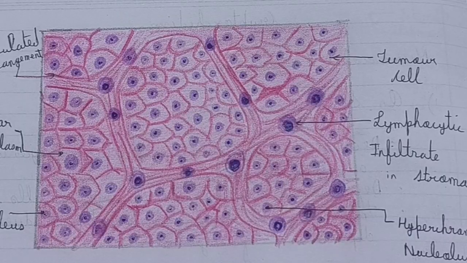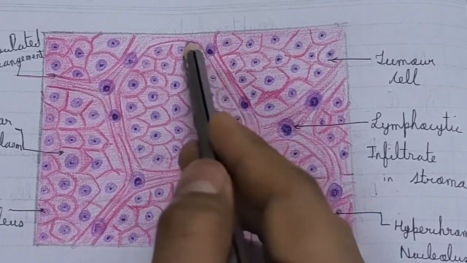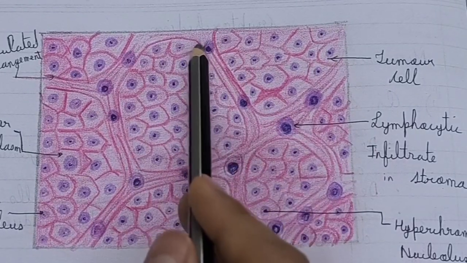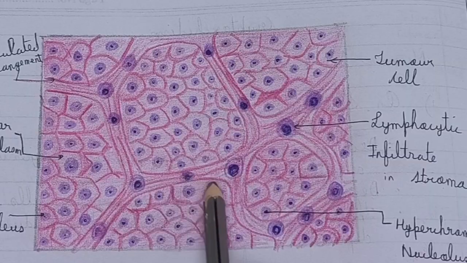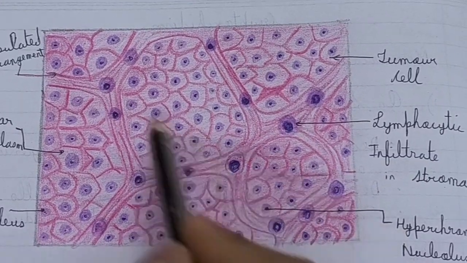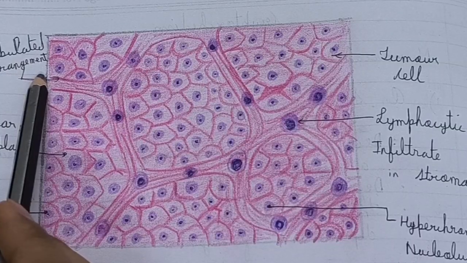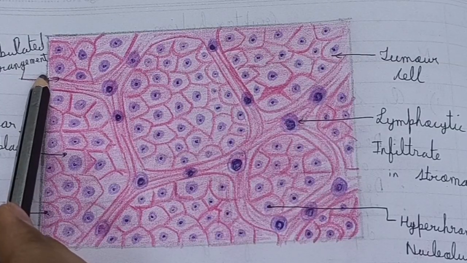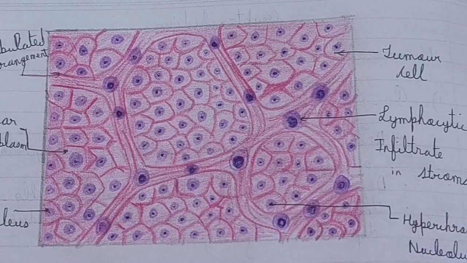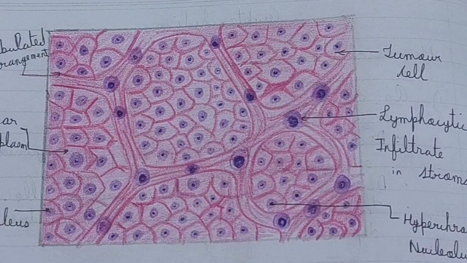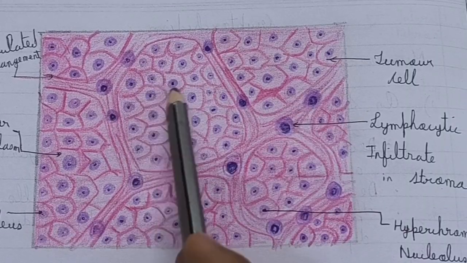Now you should see that all these tumor cells are arranged in a specific pattern, and that is known as lobulated pattern. See, this is the lobulated pattern. Therefore I have written lobulated arrangement, because these tumor cells are arranged in a lobulated pattern. So that is the first thing.